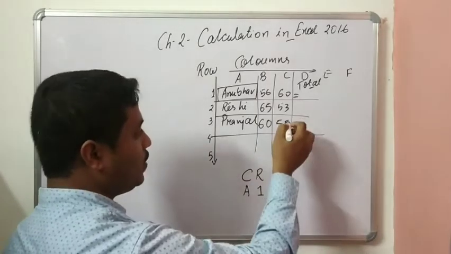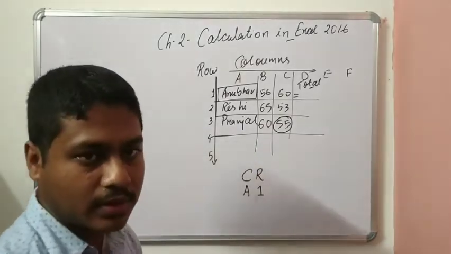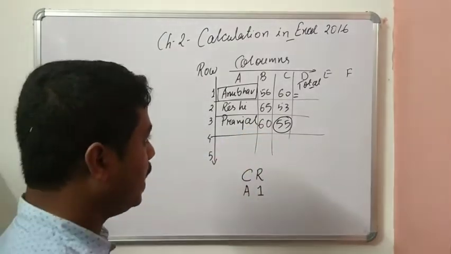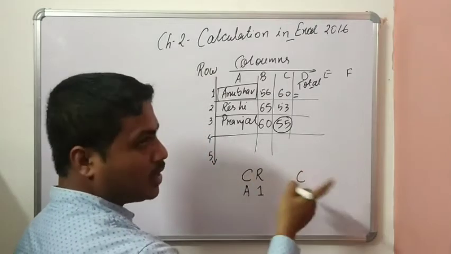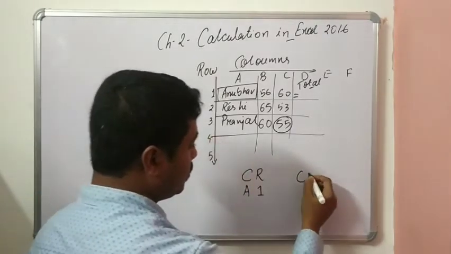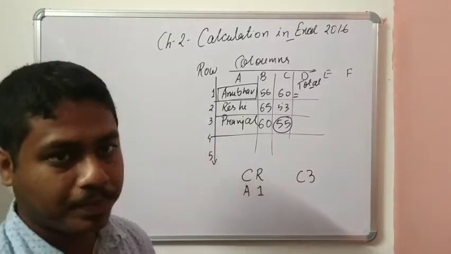Same way, suppose if I want to consider this 55. So for this 55, first you see what the column is. Column is C. Then what is the row number? Row number is 3. So the cell address will be C3.